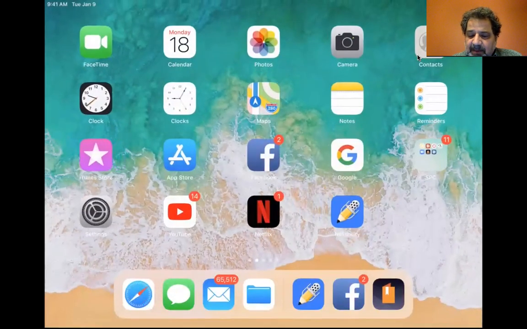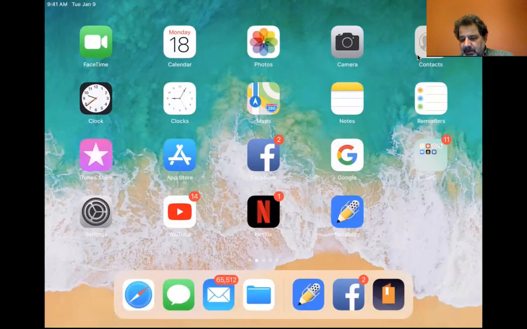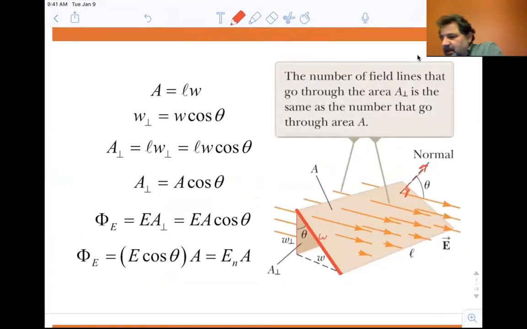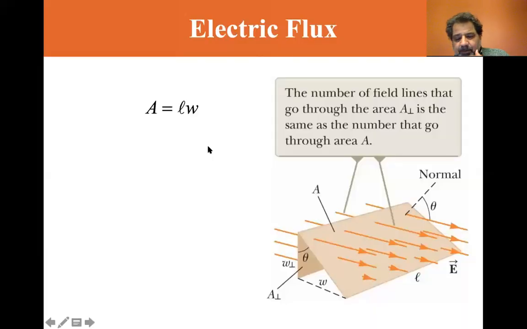Now I need to go back to the, oops, wrong one. I'll not change it there. Let's change it here on the, now we can go through those.